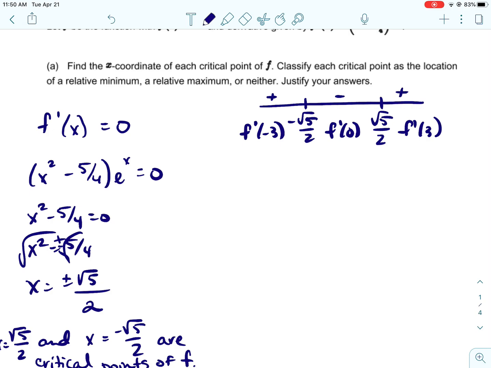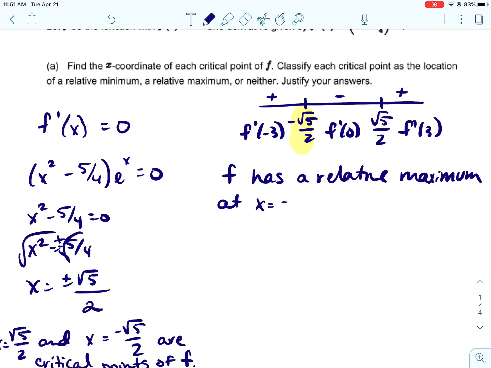Okay, so then I'm going to test points on each side and plug them into the first derivative. So I'm going to find f prime of -3, f prime of 0, and f prime of 3. And we get positive, negative, positive. Okay, so if we're looking at x equals negative square root of 5/2, because the first derivative changes from positive to negative, that is going to create a relative maximum.